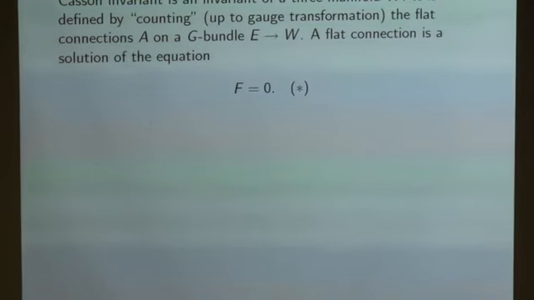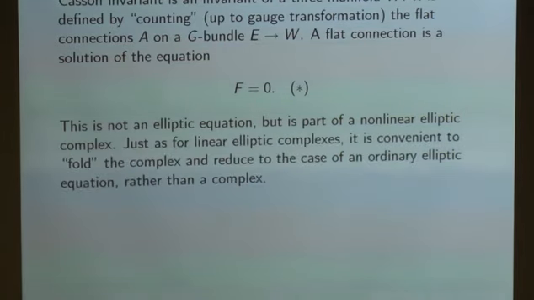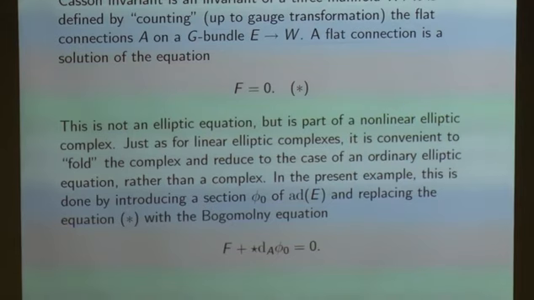Now, a 5 connection is a solution of a certain equation. It's actually not an elliptic equation, but it's part of a nonlinear elliptic complex. Just as for linear elliptic equations, it's sometimes convenient to fold the complex and reduce to the case of an ordinary elliptic equation rather than a complex. In this example, all that means is we introduce a section phi 0 of the adjoint bundle, and we replace this equation with the Homology equation, which is now an elliptic equation.